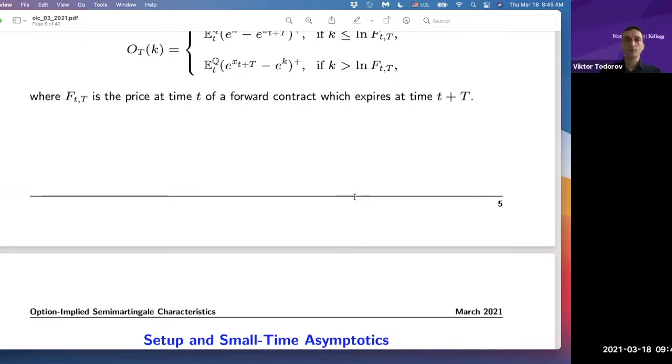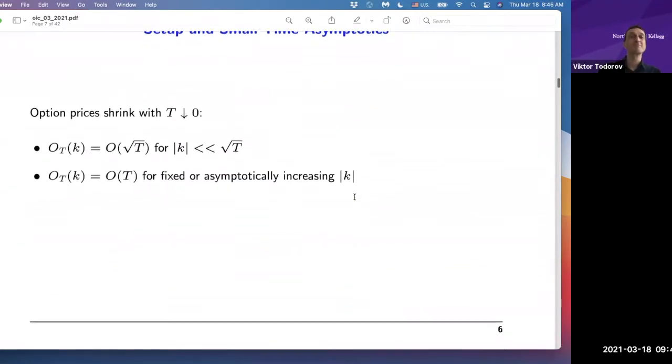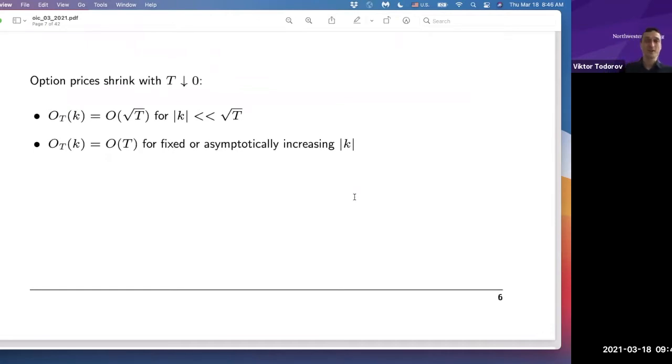No, I should not create confusion at this early point in the discussion. So, strike. This is a log moneyness, effectively. So it's the distance, in log terms, from the current price.